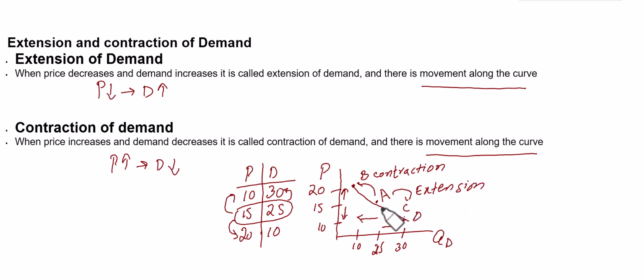So in case of contraction and extension, we will have only one demand curve, and it is called movement along the curve.